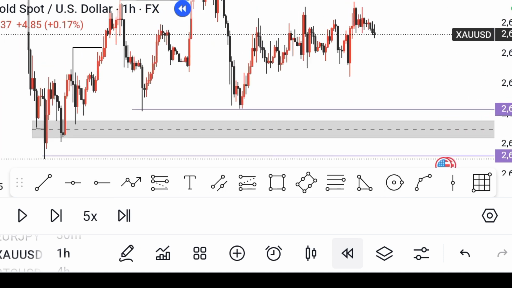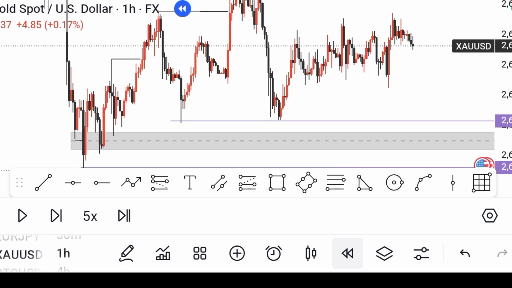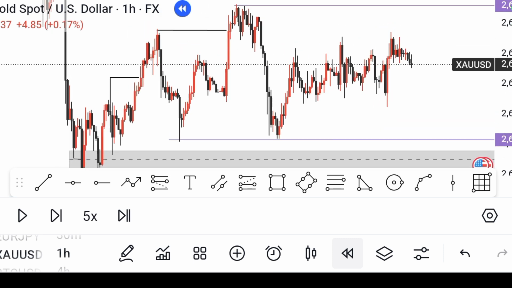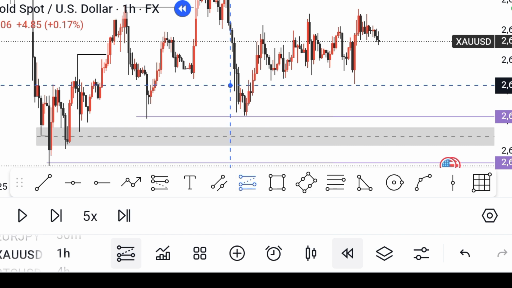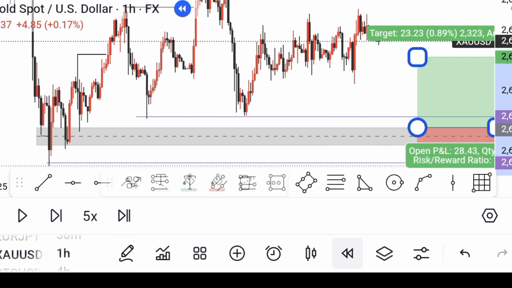Alright, so we have something like this. Everything is set. We have our first break of structure, liquidity sweep, structural liquidity, second break of structure, and everything. So our point of interest is going to be here.